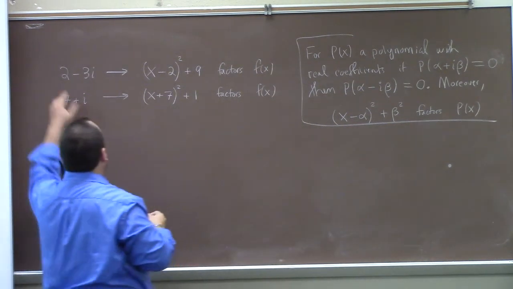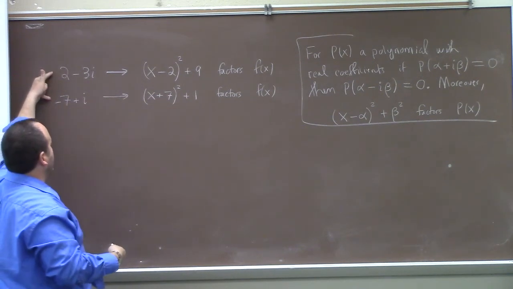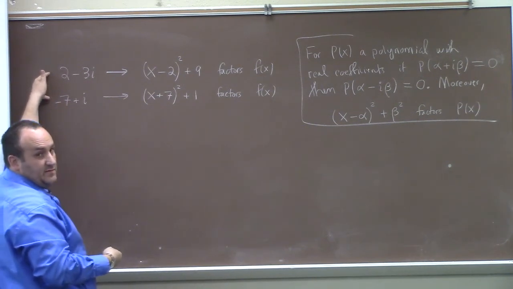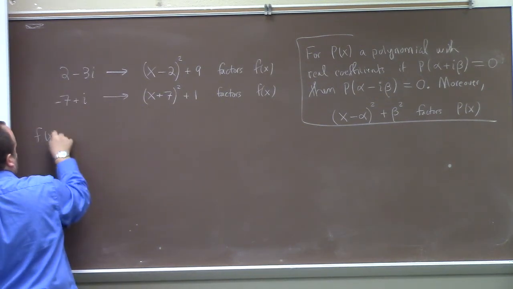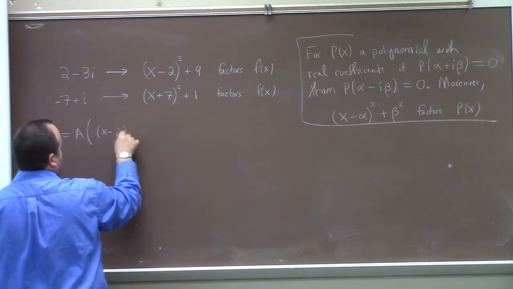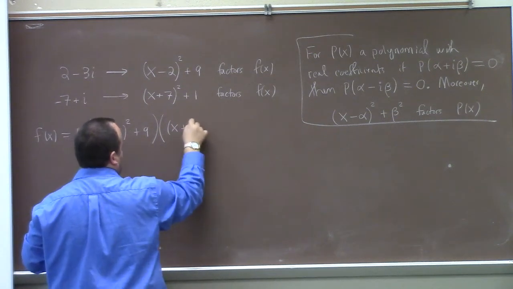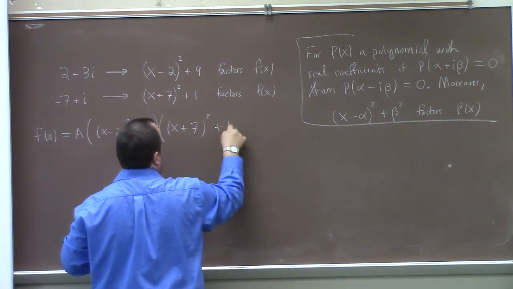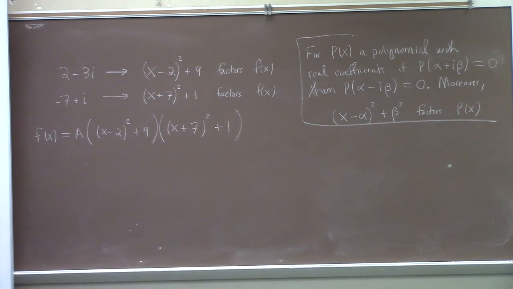So if I want a real polynomial with real coefficients, which has both this and that as complex zeros, then I can set f of x equals a times (x minus 2) squared plus 9 times (x plus 7) squared plus 1. This fourth order polynomial will have those two as complex zeros.